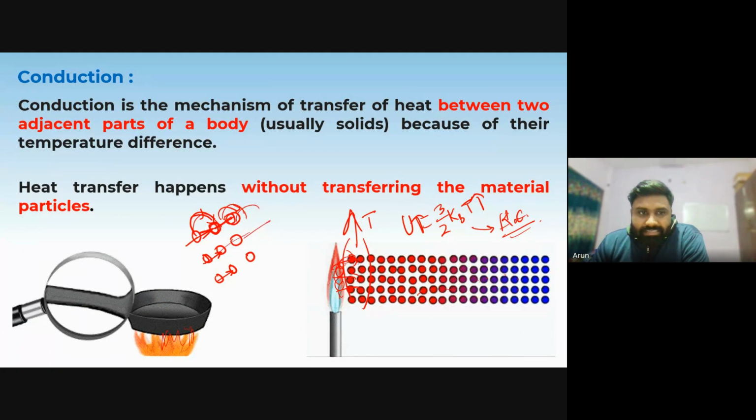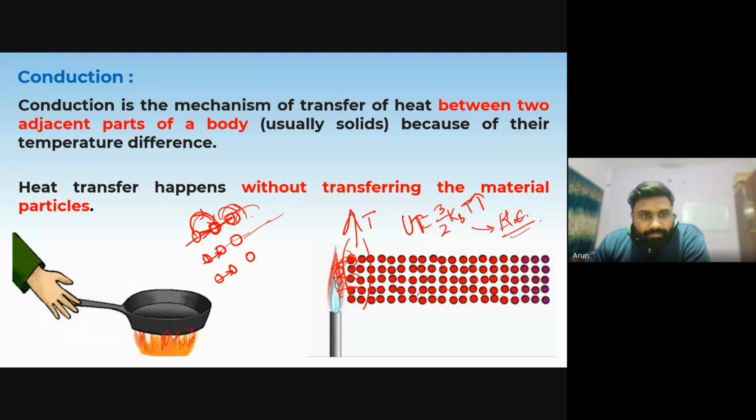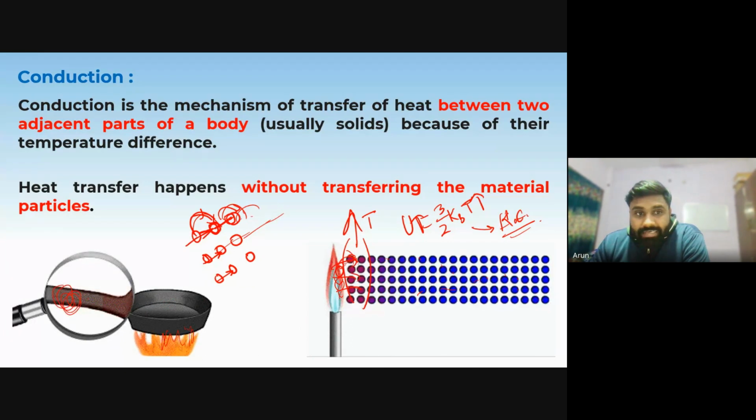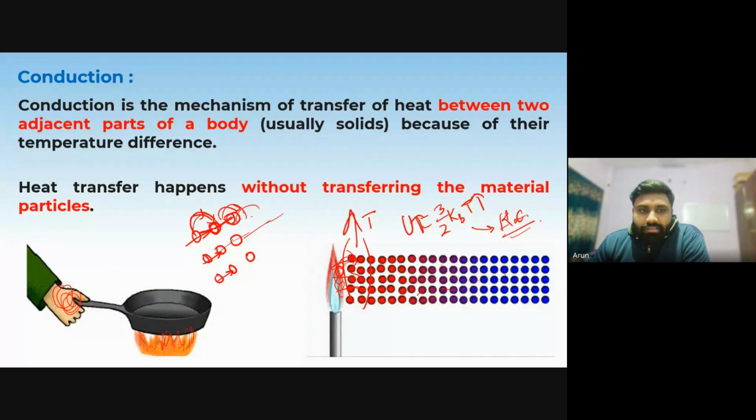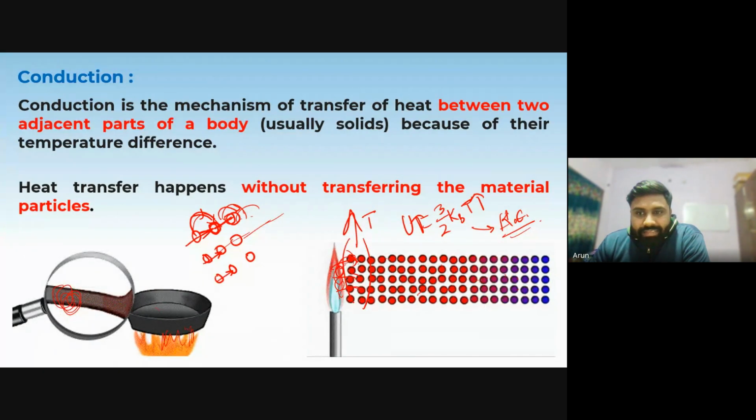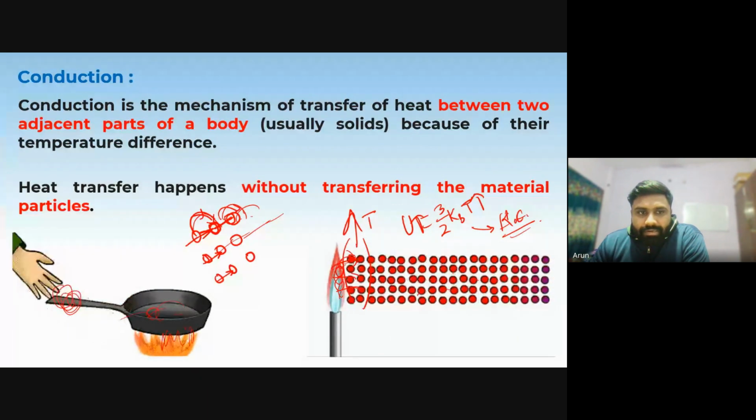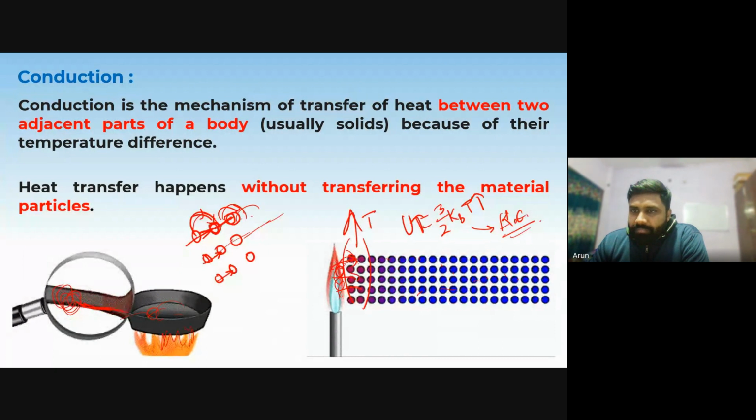That is why, if we touch this pot which is not in direct contact with the heat, it will feel hot to us. Why? Because the atoms vibrating here will transfer their energy to the adjacent atoms by vibration.